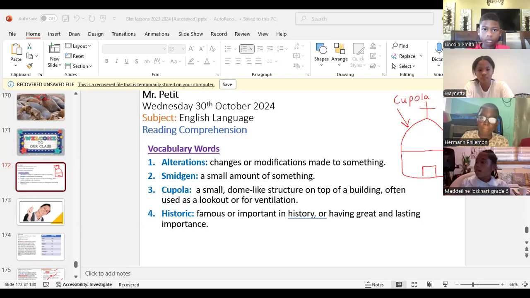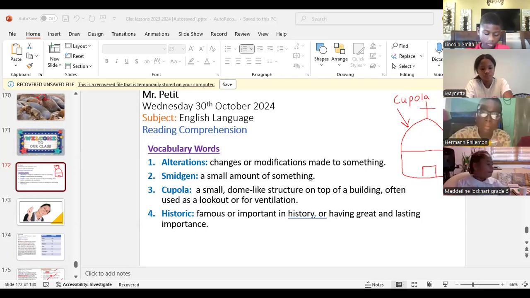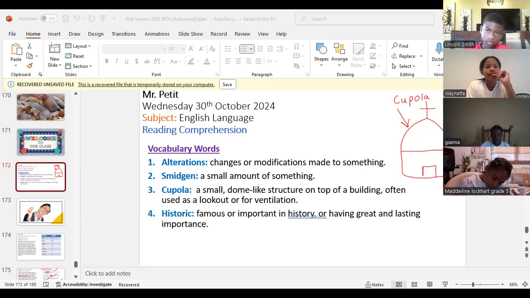Herman, can you read the definition of cupola? A small dome-like structure on top of a building, often used as a lookout or for ventilation. Of a ventilation, very good.